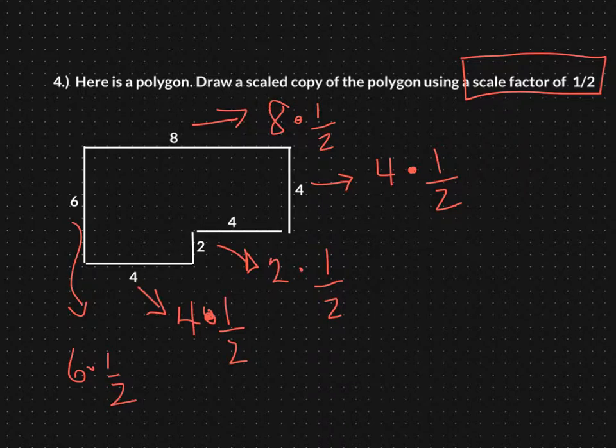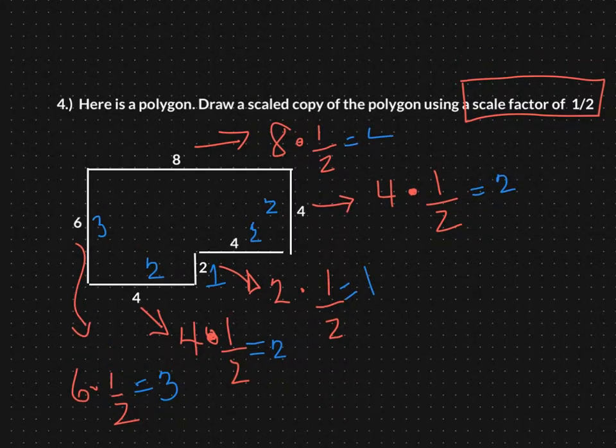We know that multiplying by 1/2 is the same as dividing by 2. So 6 divided by 2, or times 1/2, is 3. So we know our new shape will have a side length of 3. 4 times 1/2 is 2, both times. So there are 3 of them that are 4, this one will be a 2, and this one is a 2. 2 times 1/2 is 1, so the new one here will be 1. And 8 times 1/2 is 4, so my new side length will be 4.